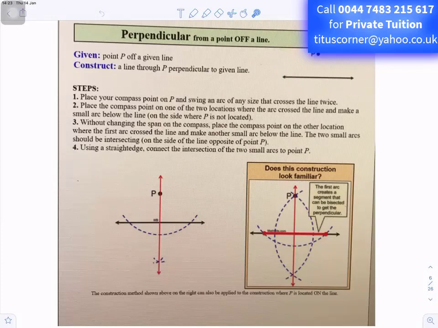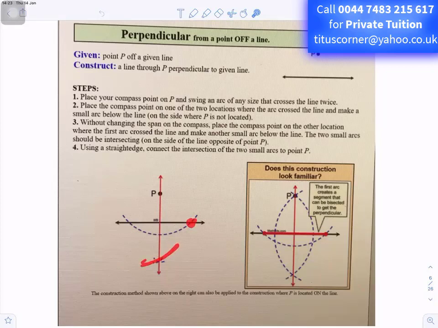So the steps are: place your compass point on P and swing an arc of any size across the line twice. So you want to do that so that you get the arc. It crosses the line at 2 points. That's the process. Number 2, place a compass point on one of the 2 locations where the arc crosses the line and make a small arc below the line, on the other side from where P is located. So you put your compass at that point there, and then you will make this arc.